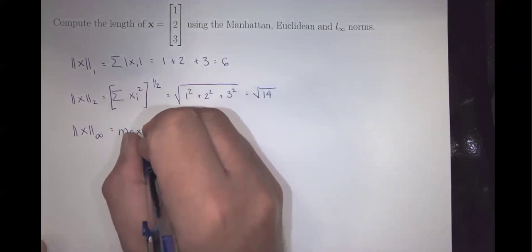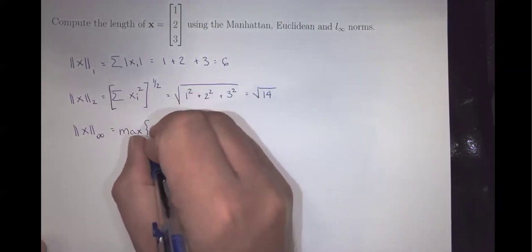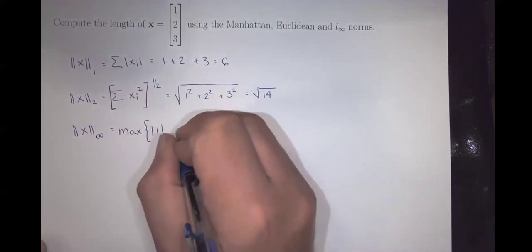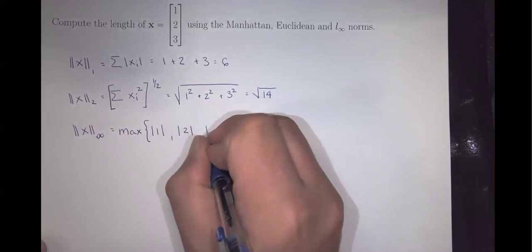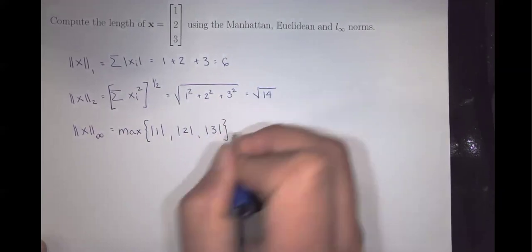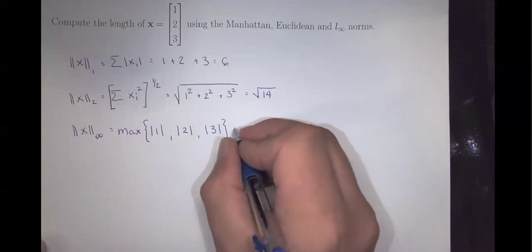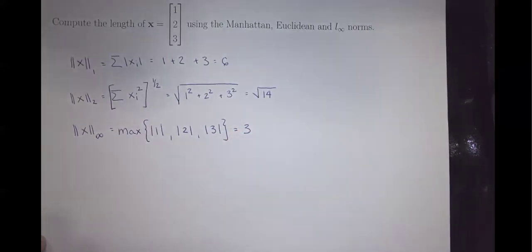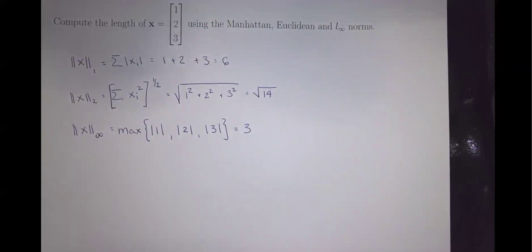The infinity norm is the maximum of all of the absolute values. The maximum of 1, 2, or 3 is 3. So these are three different ways to compute the length of this vector, and those depend obviously on the norm that you select. Let's try another example.